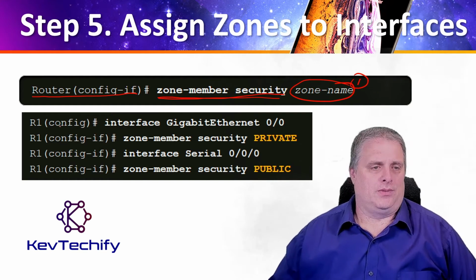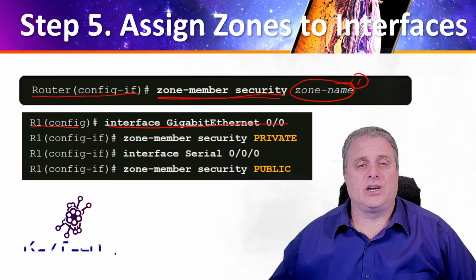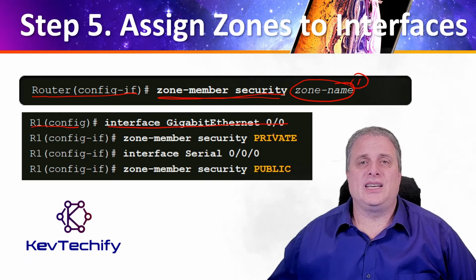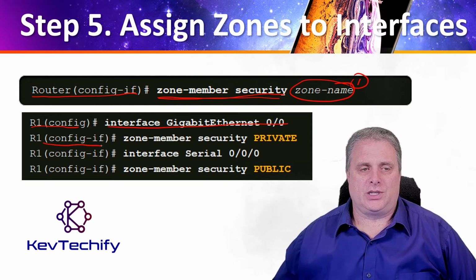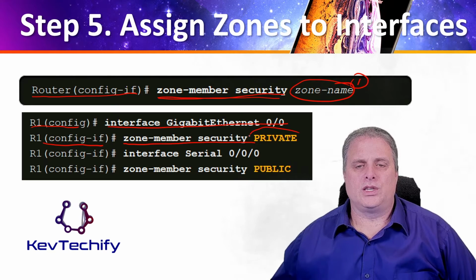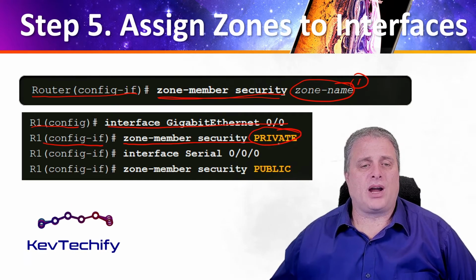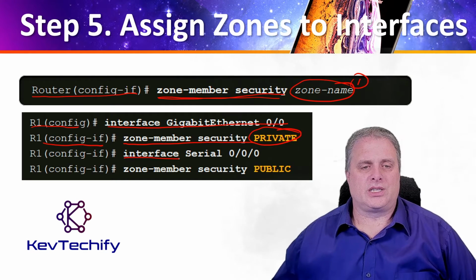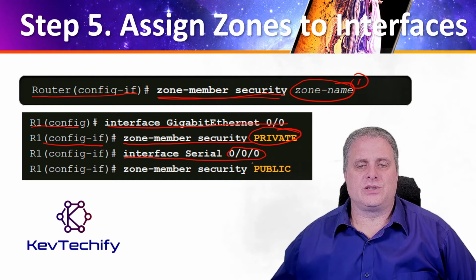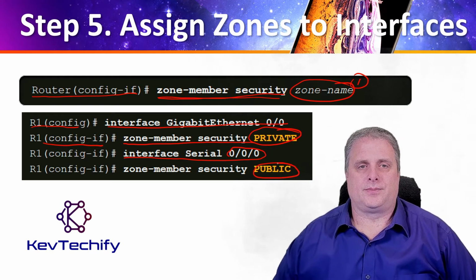Here's our example. From global configuration mode, we're going to go into interface gig 0/0. And then we're going to set the gig 0/0 interface into the private zone. Our prompt is now changed. We're in interface configuration mode. We use the keyword zone member security, and then we say what zone it's part of. And we're going to set our gig 0/0 interface to the private. Then we change into our interface for serial 0/0/0 and set that zone to public.